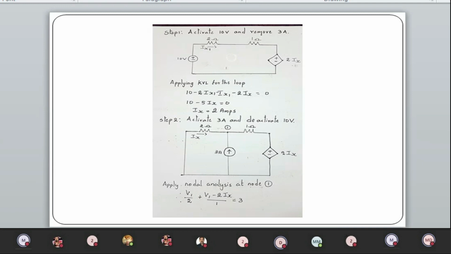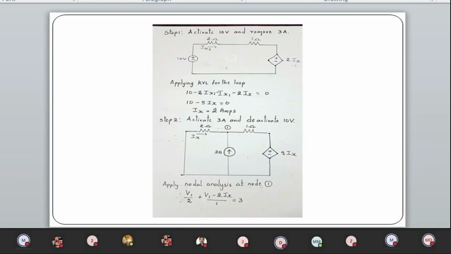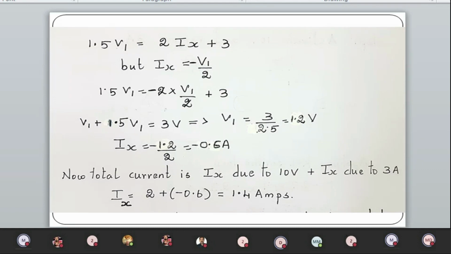Now what is Ix? Ix is minus V1 by 2. Why is it minus V1 by 2? You can notice that it is in opposition to V1, so it is minus V1 by 2. If you substitute, you will get V1 equal to 1.2. Since Ix is minus V1 by 2, minus 1.2 by 2 is minus 0.6.